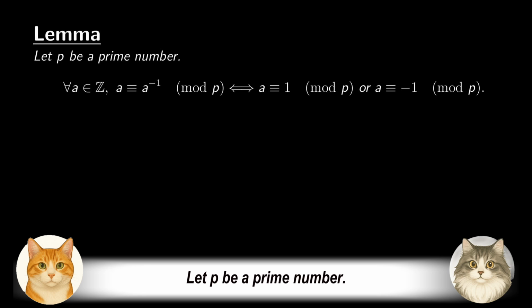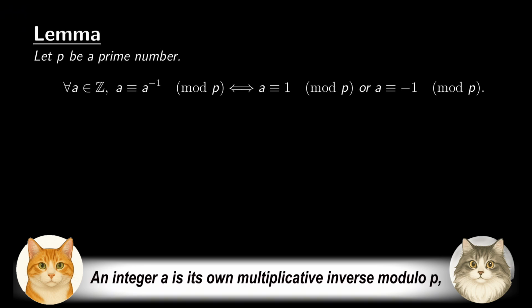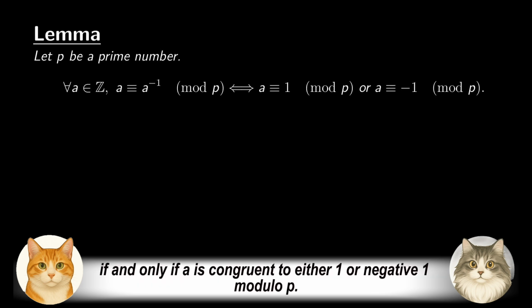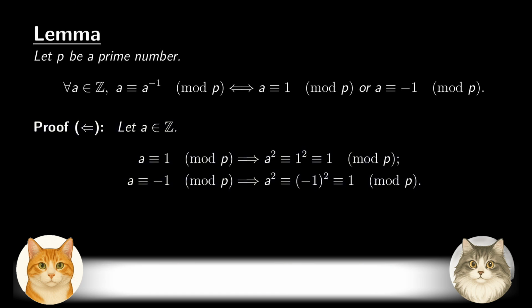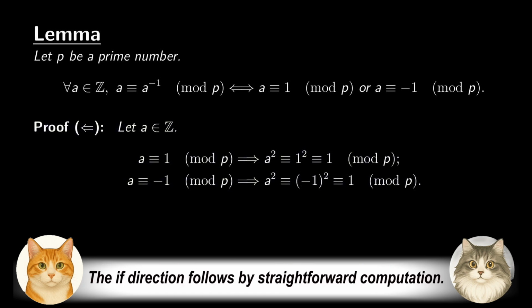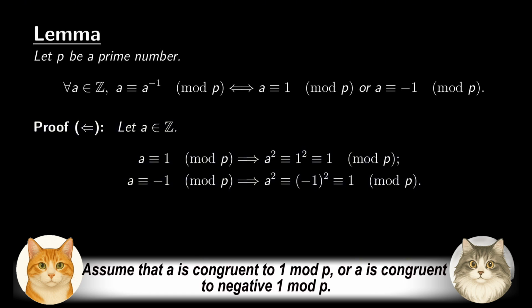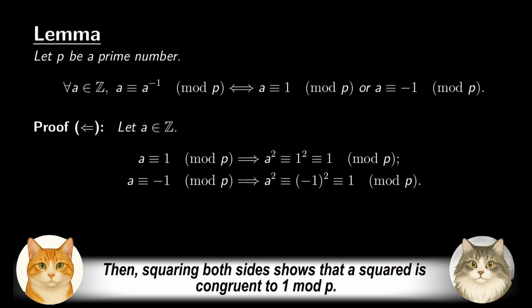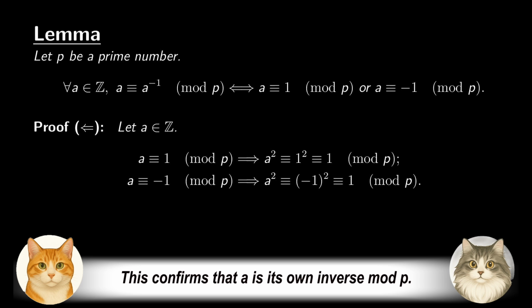Let p be a prime number. An integer a is its own multiplicative inverse modulo p if and only if a is congruent to either 1 or -1 modulo p. The if direction follows by straightforward computation. Assume that a is congruent to 1 mod p, or a is congruent to -1 mod p. Then, squaring both sides shows that a squared is congruent to 1 mod p. This confirms that a is its own inverse mod p.